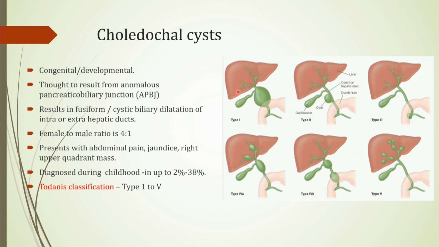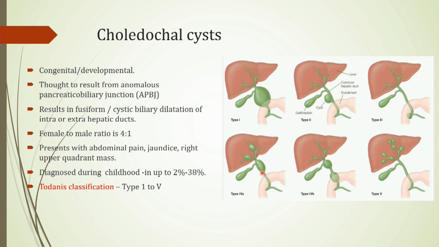into 5 different types. Type 1 is the fusiform or saccular dilatation. It is further divided into 3 types: A, B, and C. 1A is fusiform dilatation, type 1B is saccular dilatation, and type 1C is saccular or fusiform dilatation of suprapancreatic duct. Type 2 is a diverticulum. Type 3 is choledochocele, where there is cystic dilation within the lumen of duodenum in the distal part of CBD.